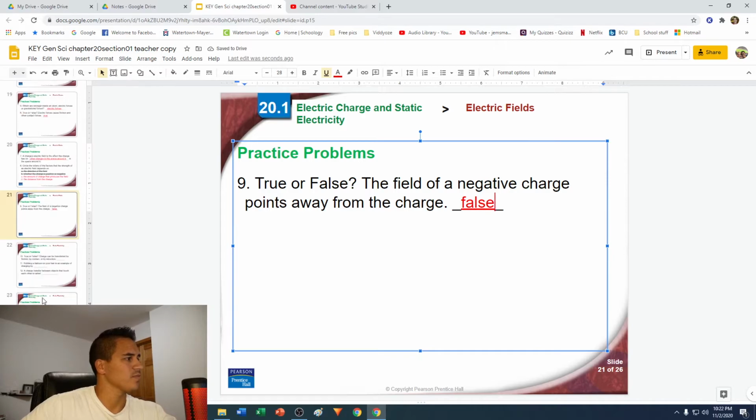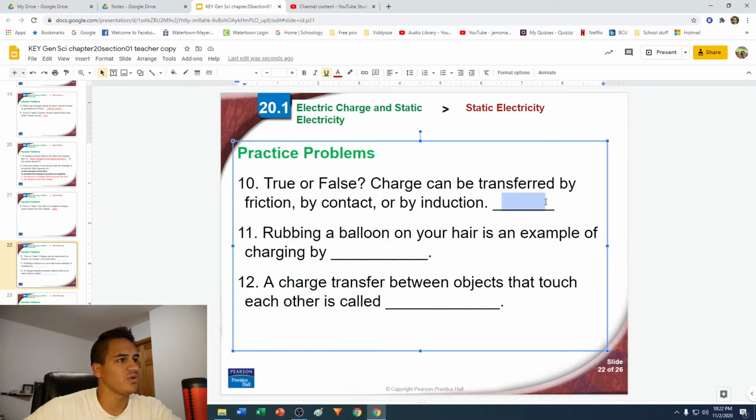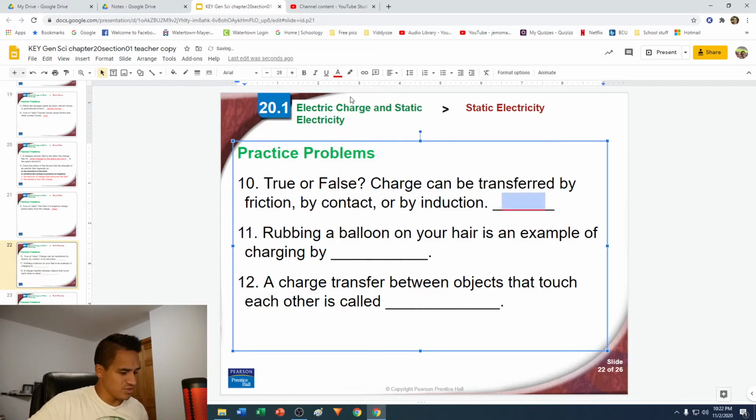So that's false. Number 10, true or false, charge can be transferred by friction, by contact, or by induction. Those were the 3 ways that we talked about in the notes of how we transfer charge. So that is actually true, though technically the terms are by friction, by conduction, or by induction. But conduction is essentially by contact, so it's the same thing.